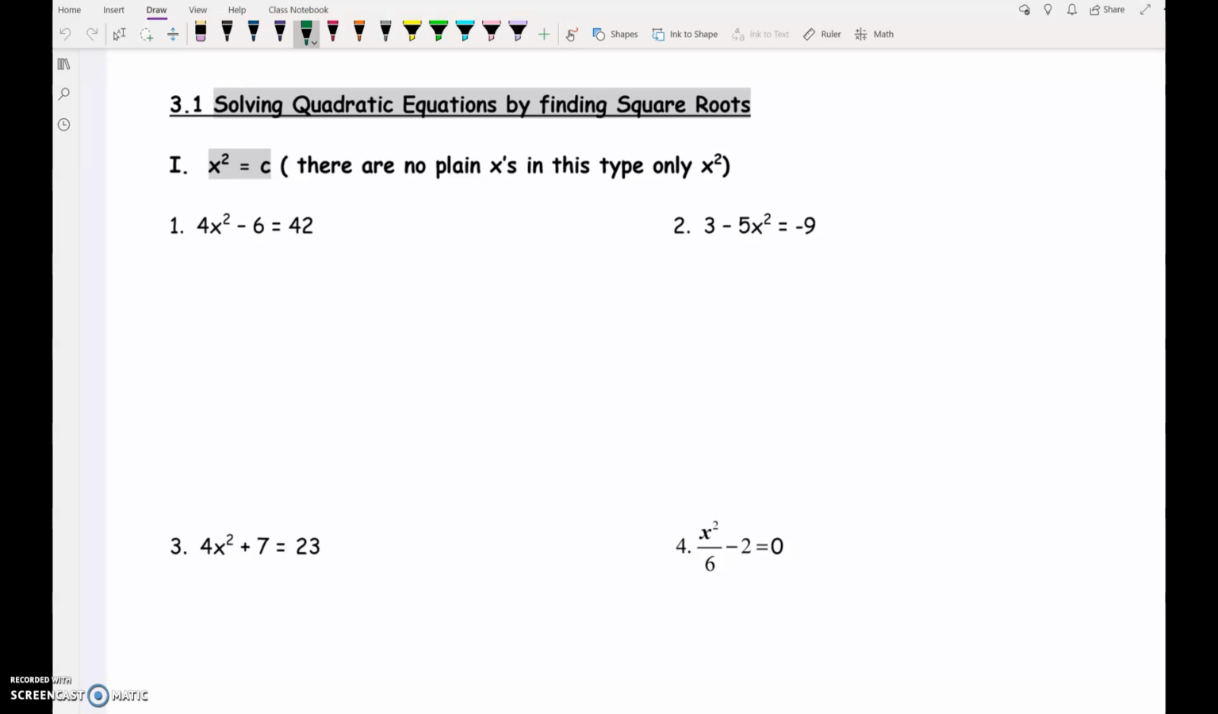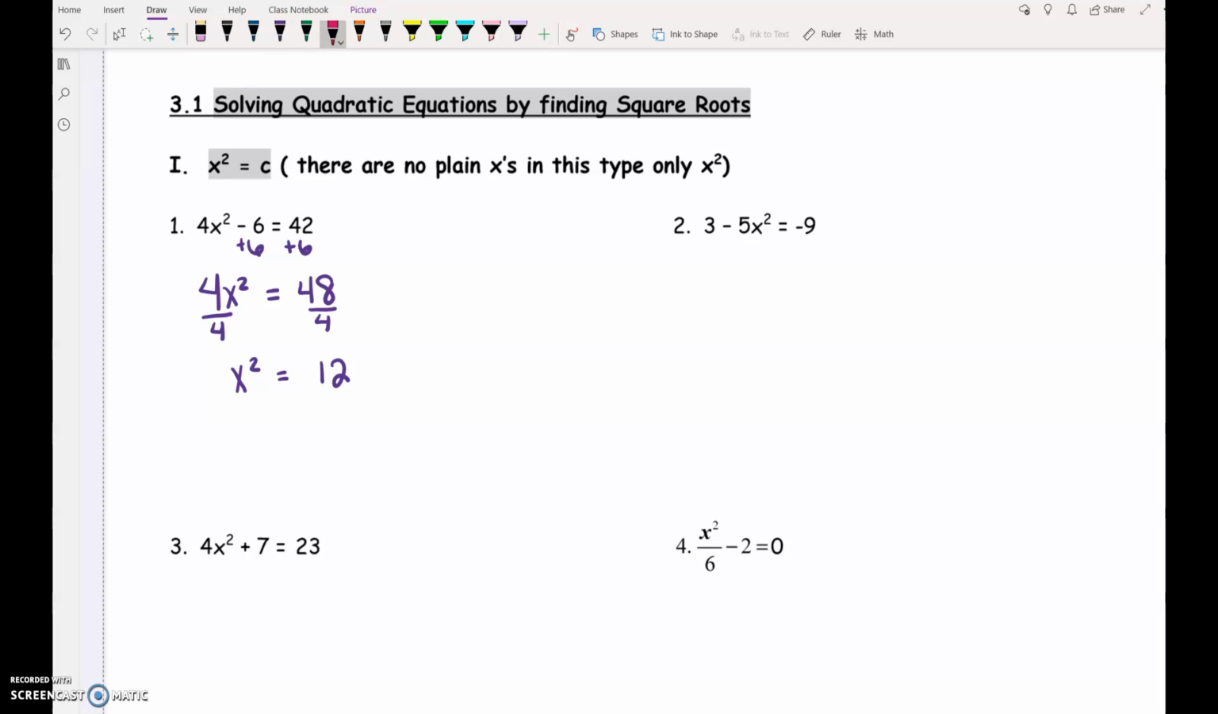So we want to get this x squared by itself. What do we need to do first? Plus 6. That would give us 4x squared equals 48. And then we would divide by 4. So x squared equals 12.